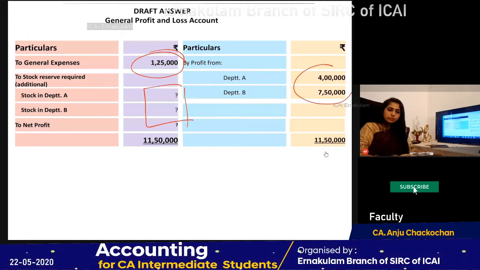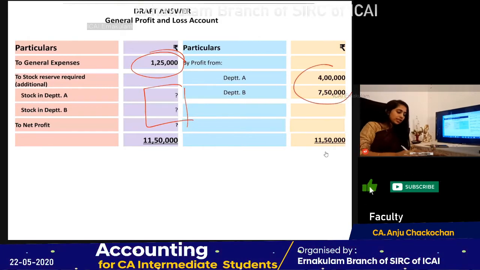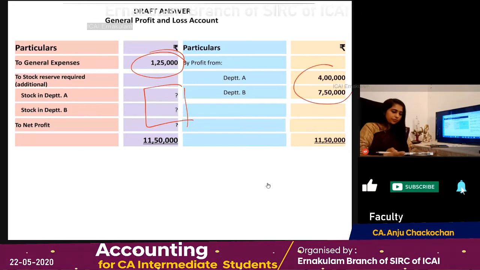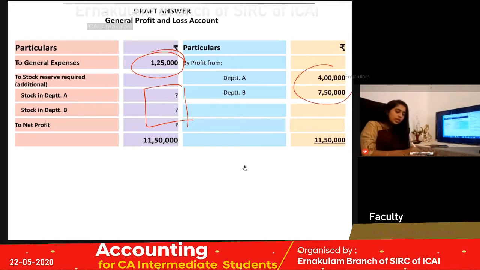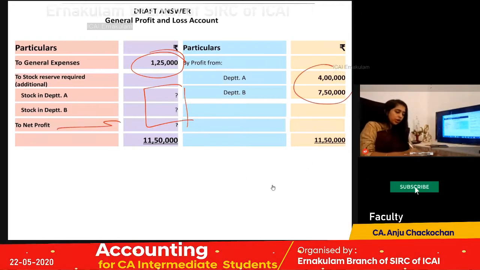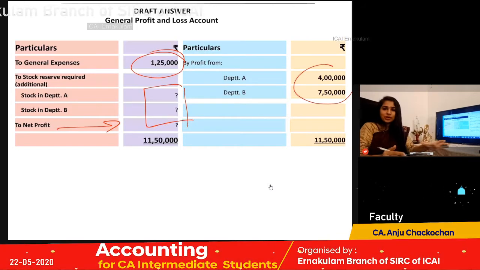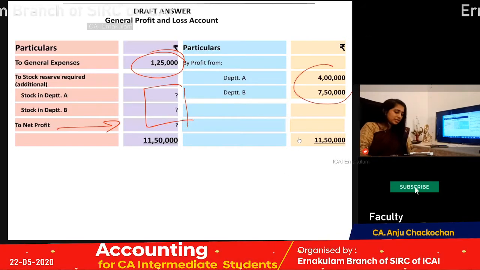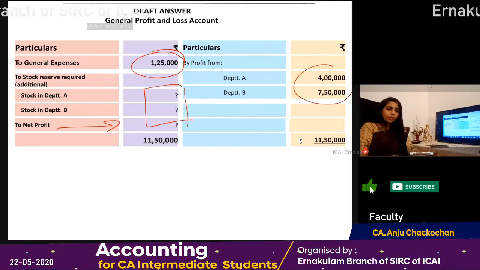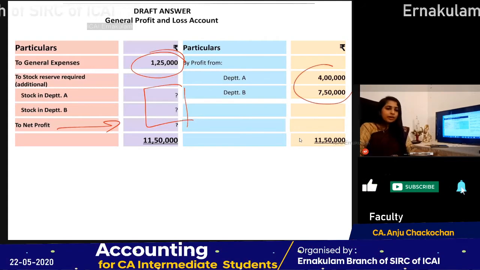All right, for the time being, please listen over here. Only data missing is the stock reserve. Once we get the stock reserve, all the others are a cakewalk. So in the meantime, please compute the stock reserve for Department A and Department B.